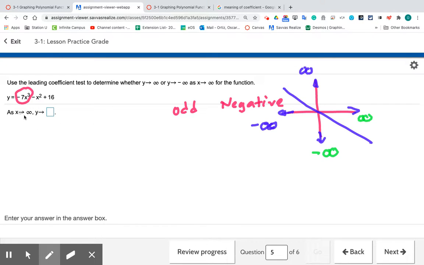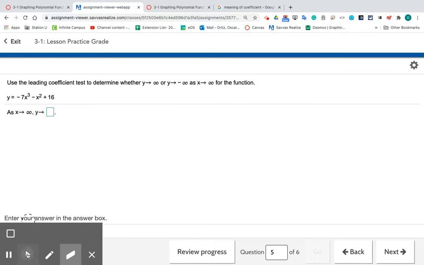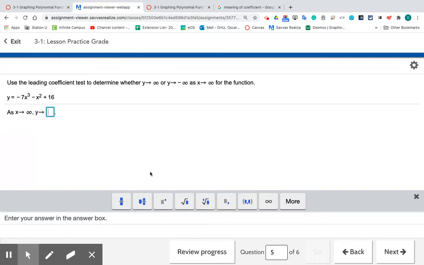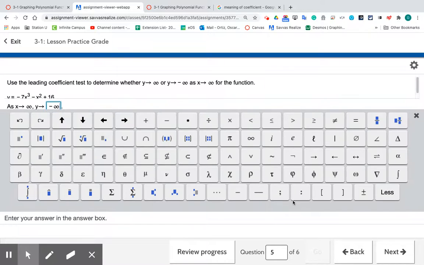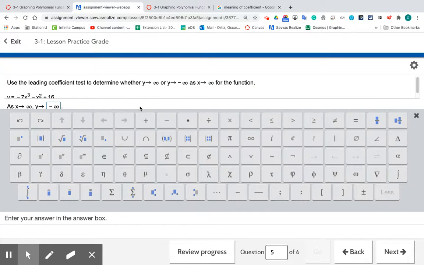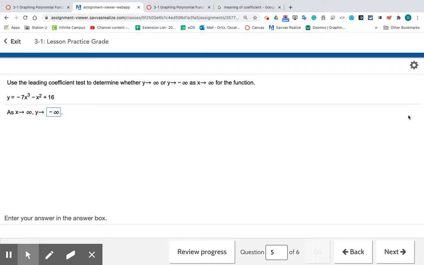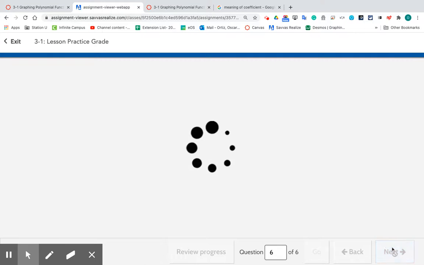So as x tends to infinity, meaning to the right, as x moves to the right, so I'm looking at this part right here in green, y tends to negative infinity. And that's the answer that you need to type in there. I'm wondering how easy it is to find that symbol right there, but I'm thinking that it is right here. So negative infinity, you don't have to pull out the calculator there. So let's hide it and let's move on to the next question.